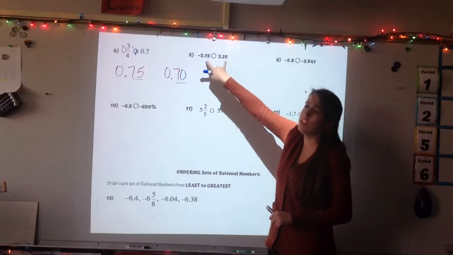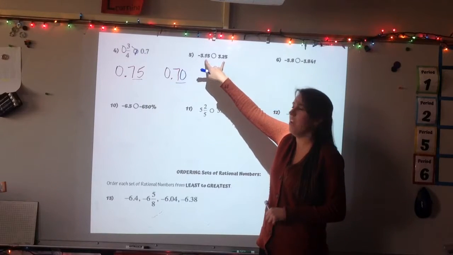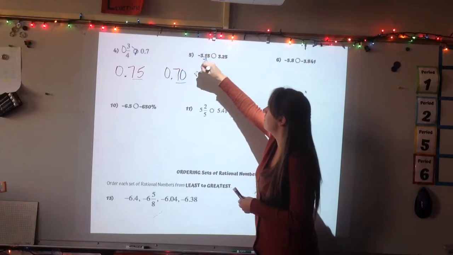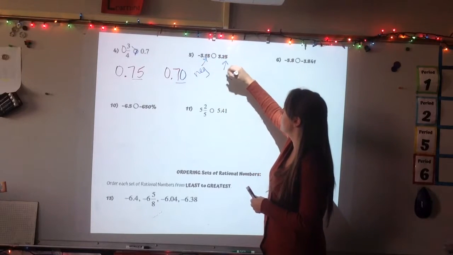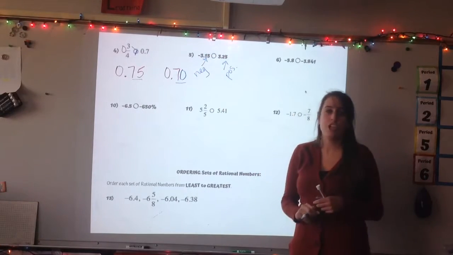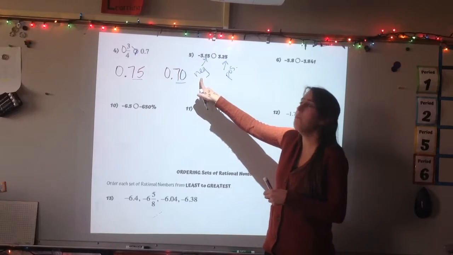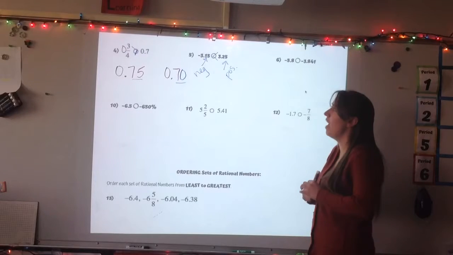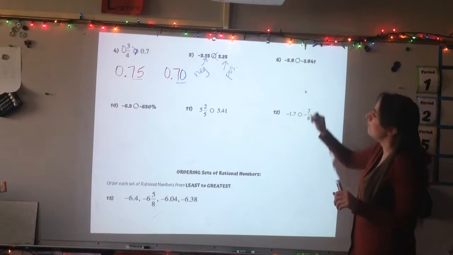Number 5, first thing I'm looking at, do they have opposite signs? For the first time, yes, they do. I'm going to write this is a negative, this is a positive. We should know a negative is always smaller or less than a positive. So I didn't have to do any computation there.